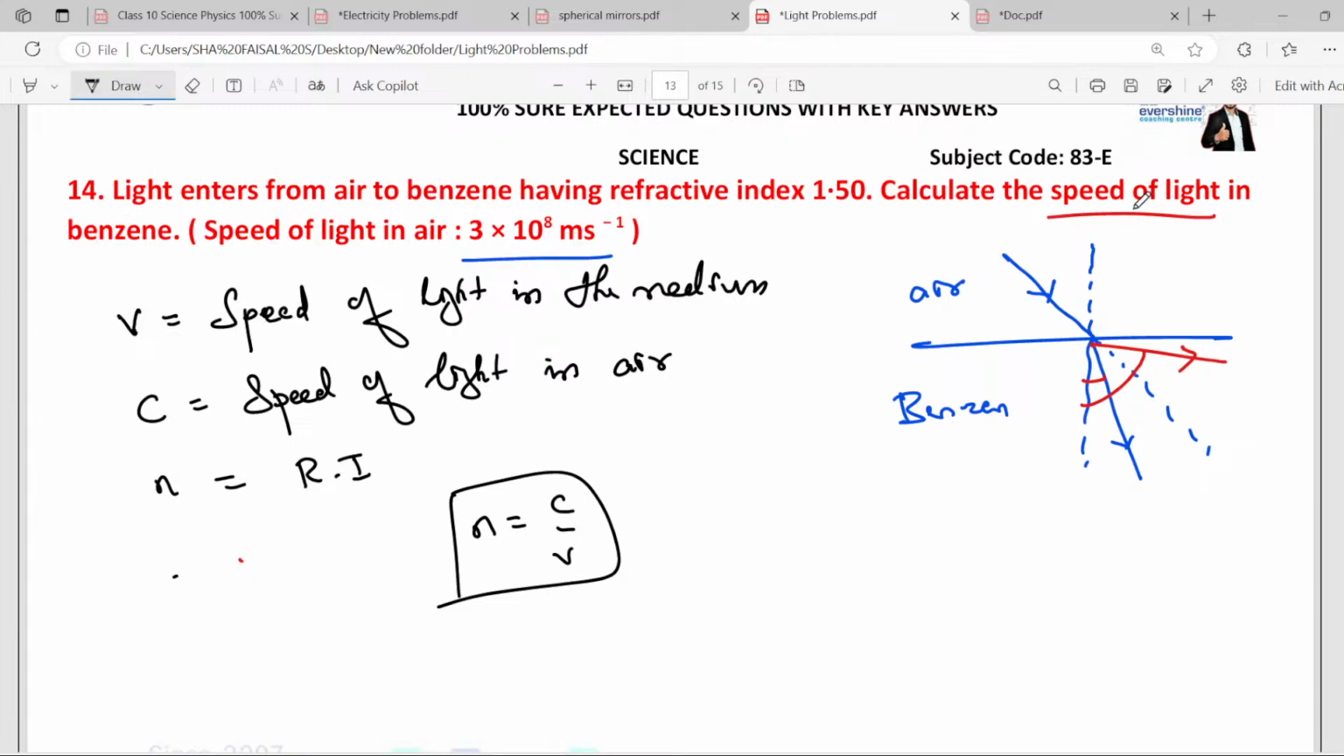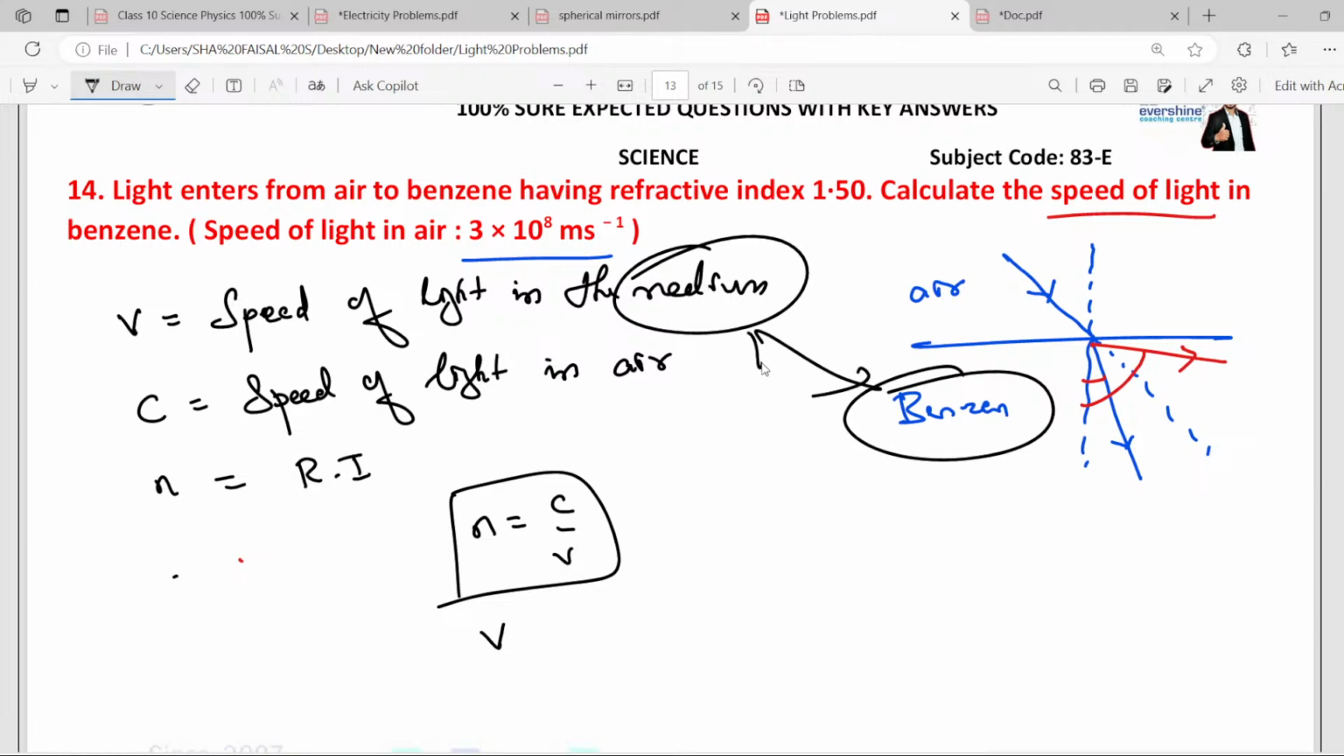But here what we should calculate is the speed of light in benzene. So here the medium is benzene. So we have to calculate V here. Understood? Speed of light in the medium. Which medium are we using now? We are using the benzene medium. So you should use benzene here. Whatever is given to you is the medium. Toluene, then toluene. Toluene, benzene, anything. Let them give turpentine oil, let them give.